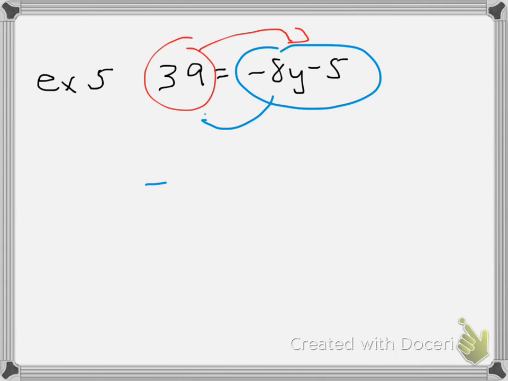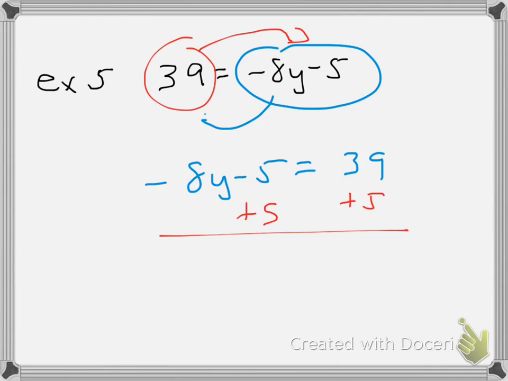We could just write -8y minus 5 equals 39. And we could leave it like that. And see, notice how I just flipped them around? And now I can do the same thing. I'm going to add 5 to both sides. Bring down my -8y. Zero pair. That's going to be 44.